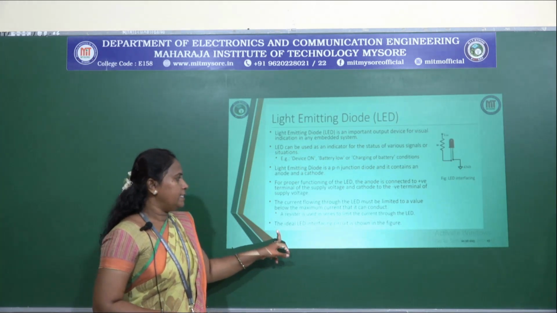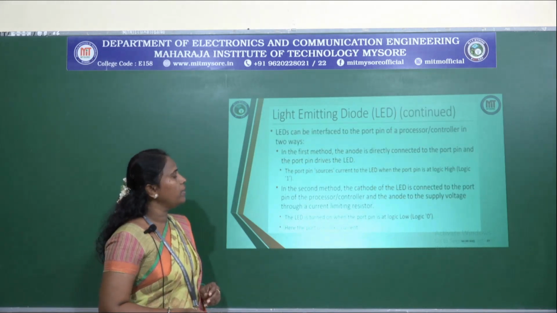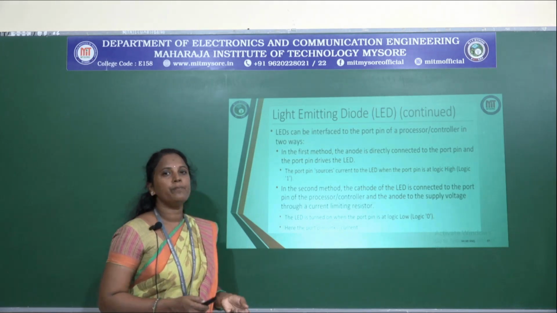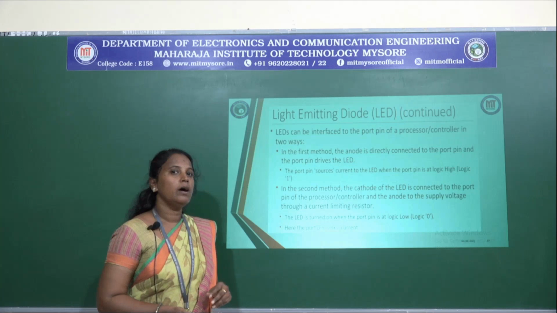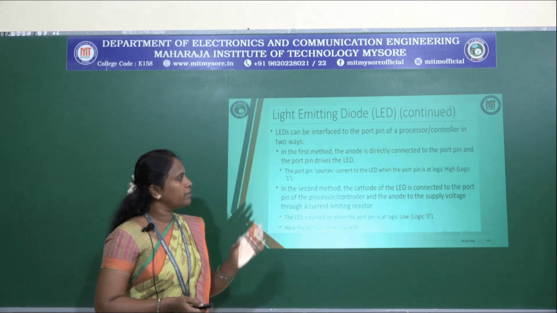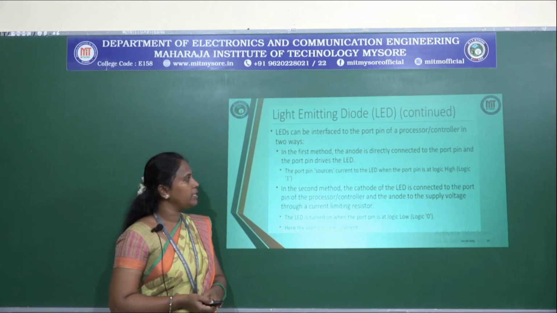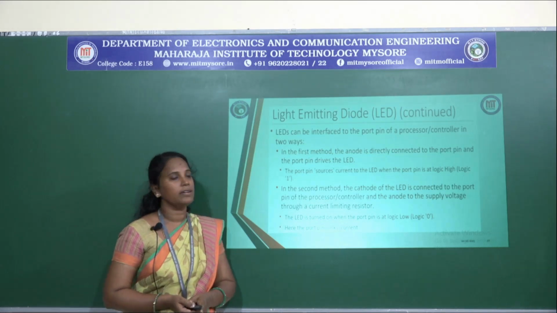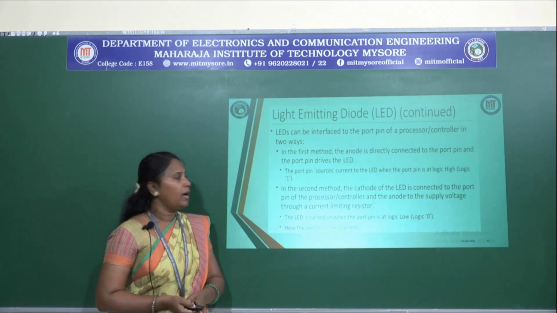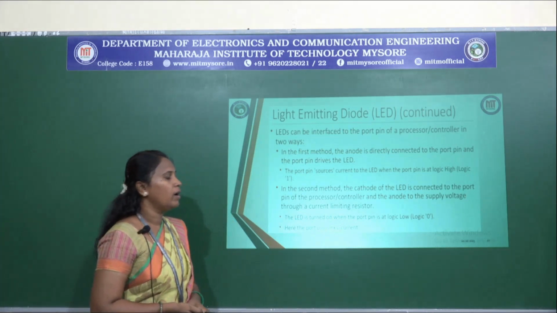So the ideal LED interfacing circuit is as shown in the figure. You can interface your LED in two fashions: one is the common anode fashion, and the other is the common cathode fashion. In the first method, the anode is directly connected to the port pin, and the port pin drives the LED and sources current through the LED when the port pin is at logic high.